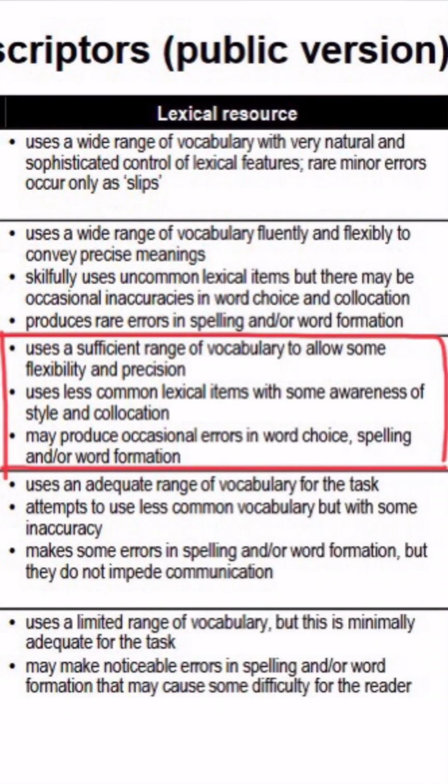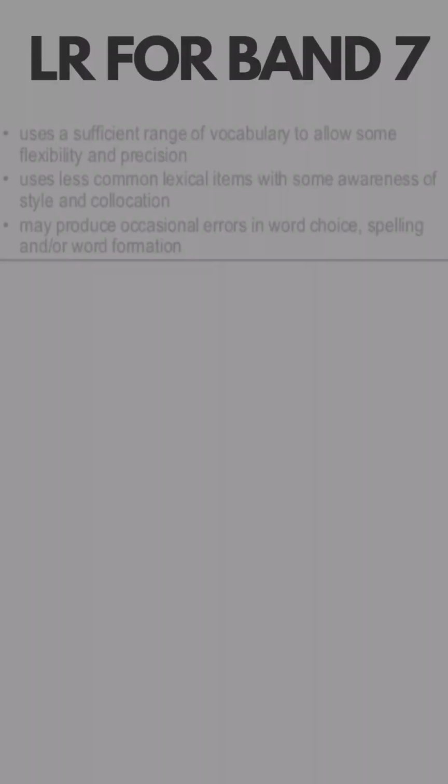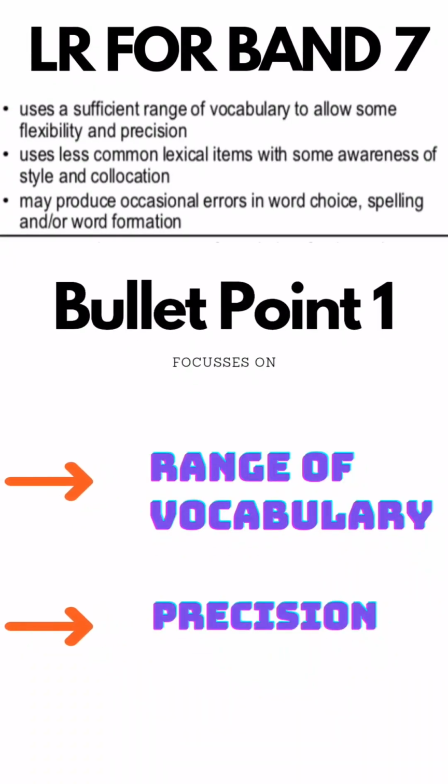Now let's continue with the third parameter. Lexical resource in the language of a layman means vocabulary, and IELTS wants you to use a variety of words in your writing that meet or satisfy certain conditions. To understand these, let's have a look at the Band 7 criteria for this category. Here you can see 3 bullet points. The first bullet point says uses a sufficient range of vocabulary to allow some flexibility and precision.